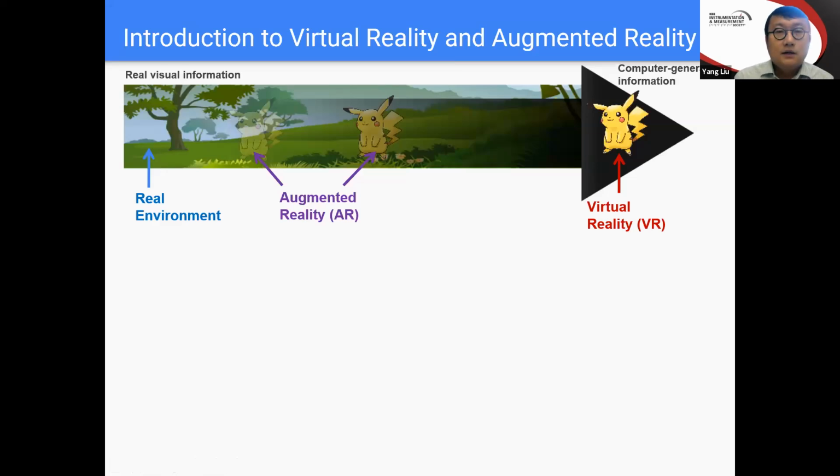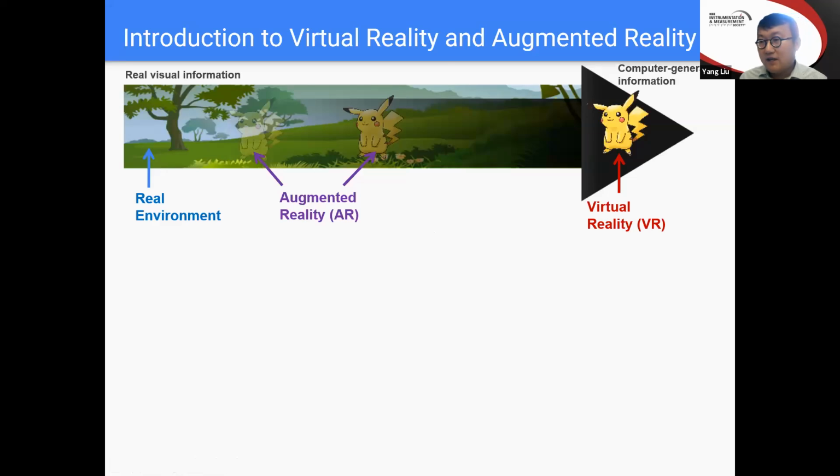Speaking of augmented reality and virtual reality, here is a high-level overview. Usually when we visualize things with our own eyes, that is real visual information. Alternatively, we could have a computer generate that information and display it to us. That is called virtual reality. And somewhere in between, you could have digital information overlaid on the real environment. That is called augmented reality.